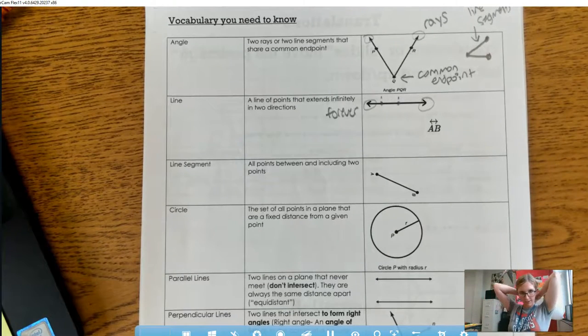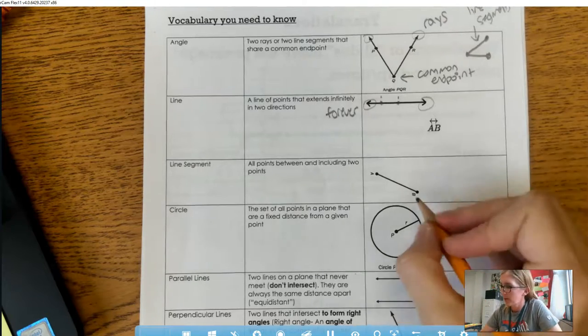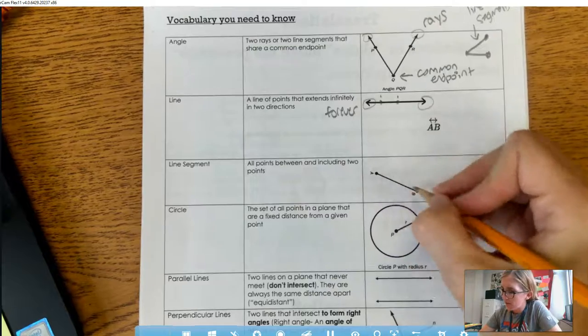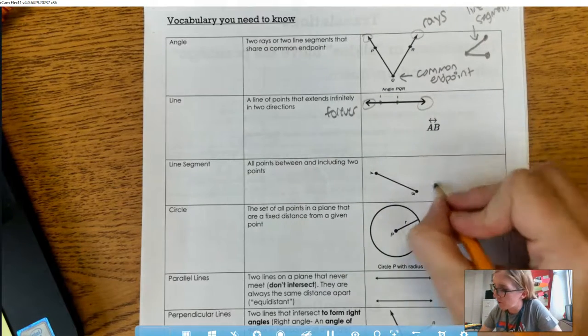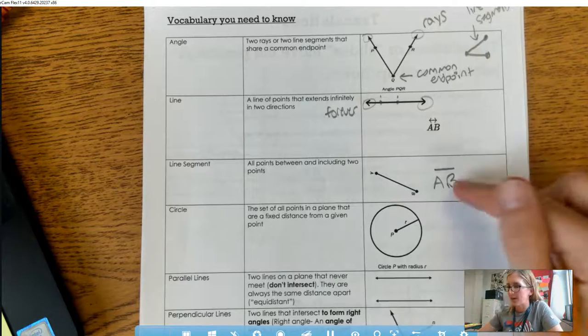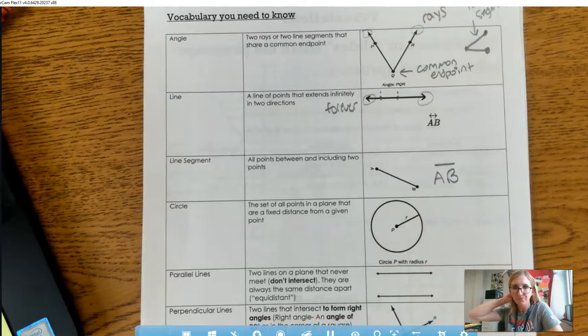All right, line segment. All points between and including 2 points. So here's point A and here's point B. The line segment is everything in between and includes those 2 points. That's how I would name line segment AB. You'll see the difference between the two is the arrows and the no arrows.